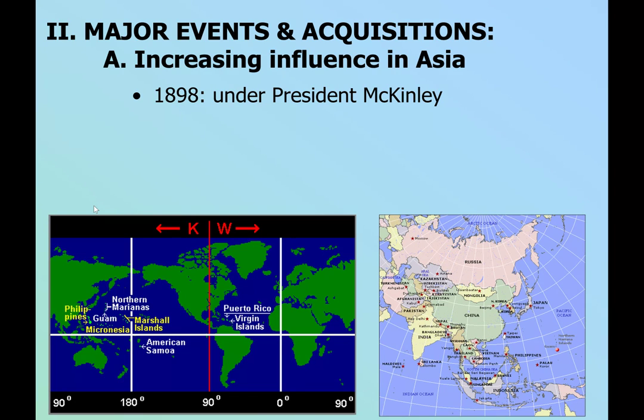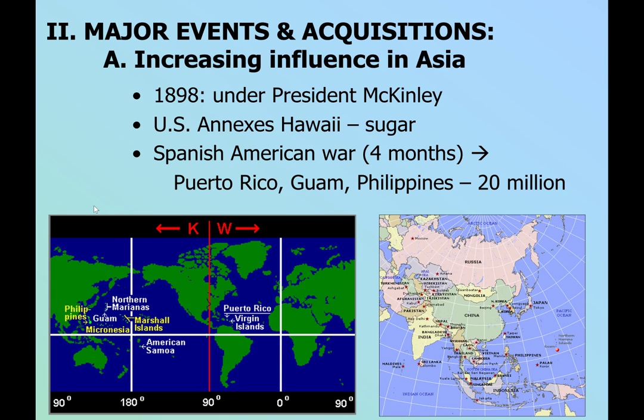Okay, so the last thing that we want to talk about here is a few major events in this increasing influence in Asia and then the increasing influence in Latin America. So in 1898, this is under President McKinley, right before Teddy Roosevelt, a couple things happen. The U.S. annexes Hawaii under President McKinley, and the United States goes to war with Spain in the Spanish-American War. Teddy Roosevelt was in the military at this point, or in charge of the military, and he declared this the splendid little war. It's only 4 months long.